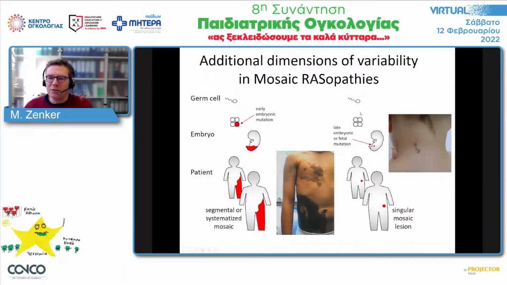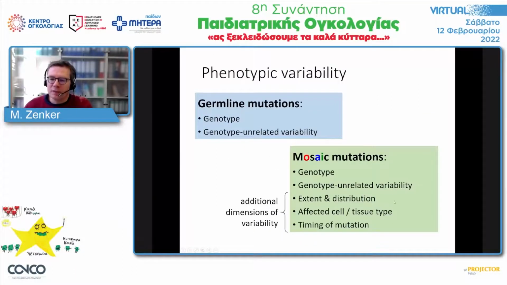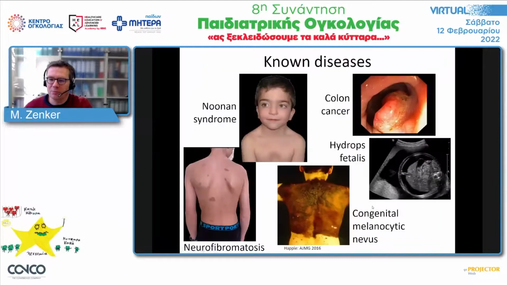And in the case of mosaic Rasopathies, as I showed already on this slide, we have to consider another dimension of variability. This is the timing of the mutation, but also the extent and distribution of the mutations, the affected cell and tissue types. It makes a difference whether a mesenchymal or an epidermal or ectodermal cell is affected, and the timing of the mutation. And this all determines the phenotype of a mosaic Rasopathy.